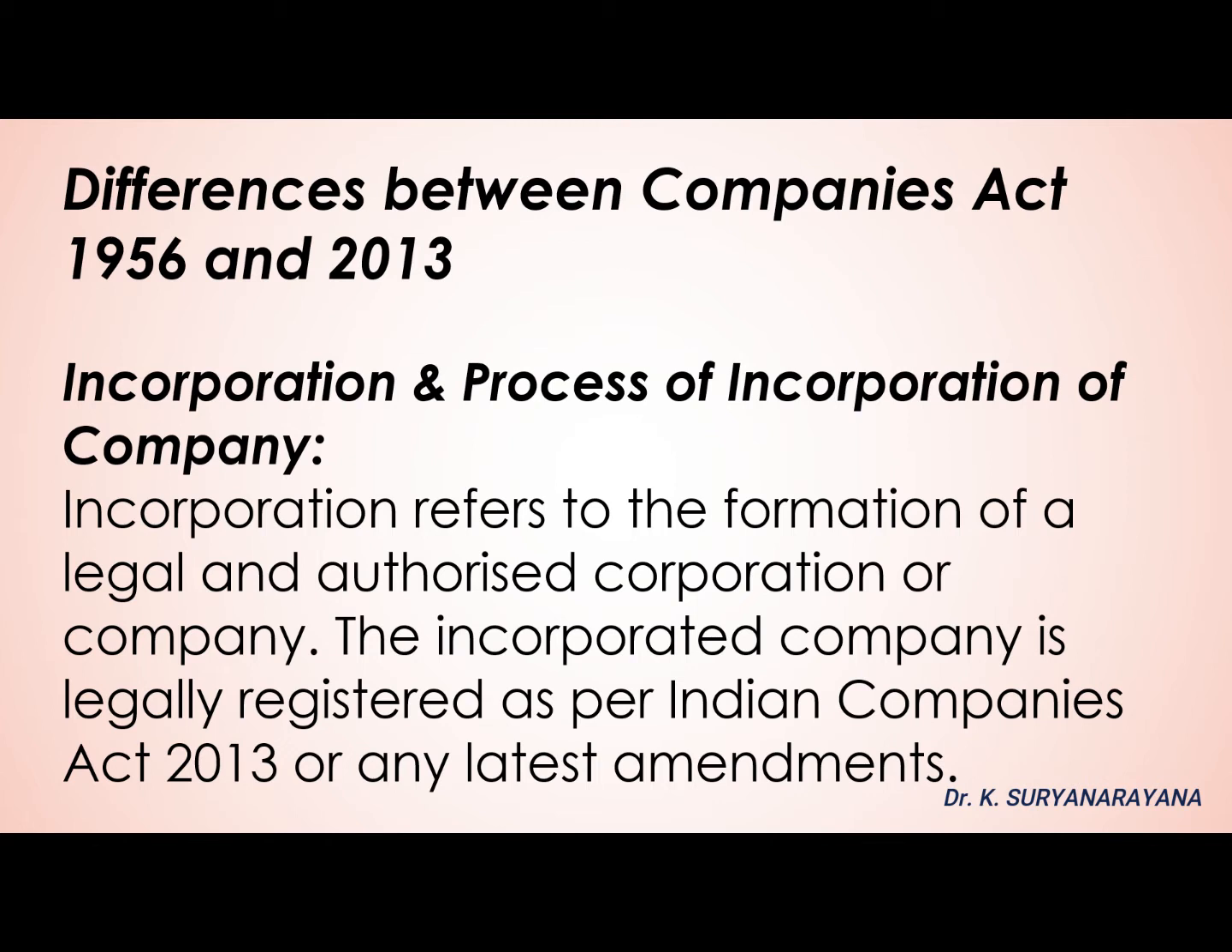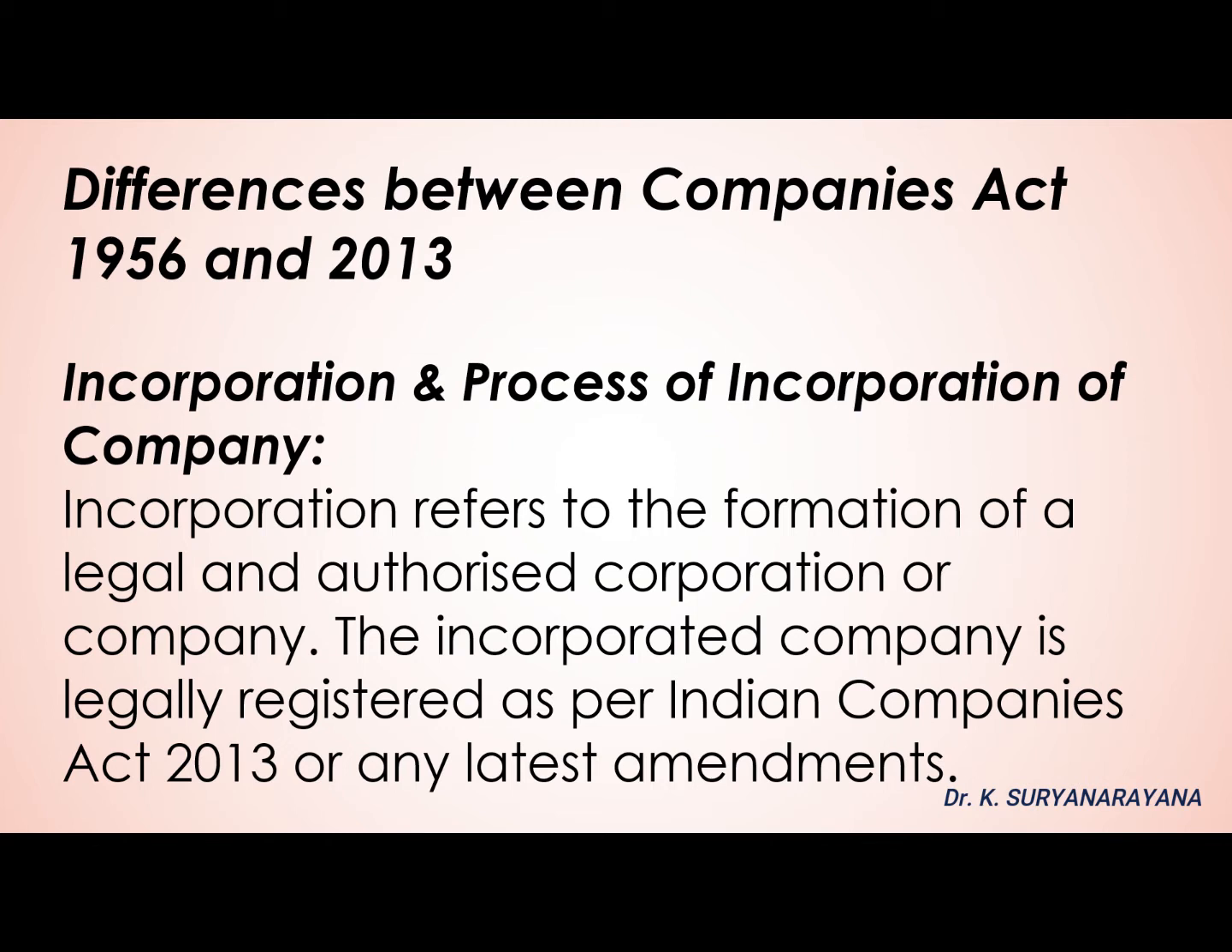Now, let us have the differences of Companies Act 56 and 2013 based on the financial year. The financial year ending date of the company should be decided by the company itself in Companies Act 1956. When coming to the Companies Act 2013, companies must close their financial year on 31st March every year. Next point, sections and schedules. The Companies Act 1956 consists of 658 sections and 15 schedules. The Companies Act 2013 consists of 29 chapters, 470 sections and 7 schedules.